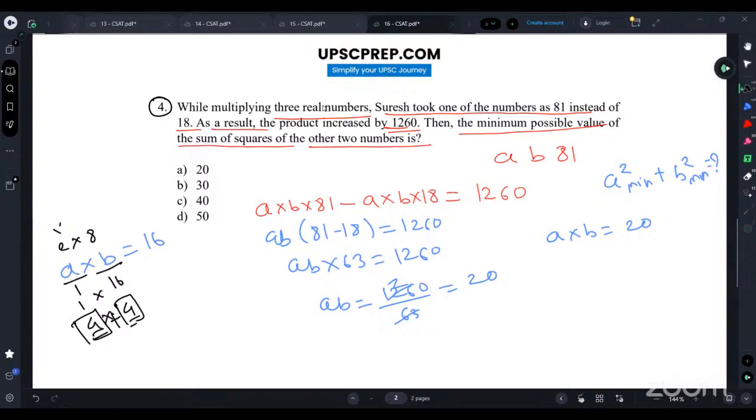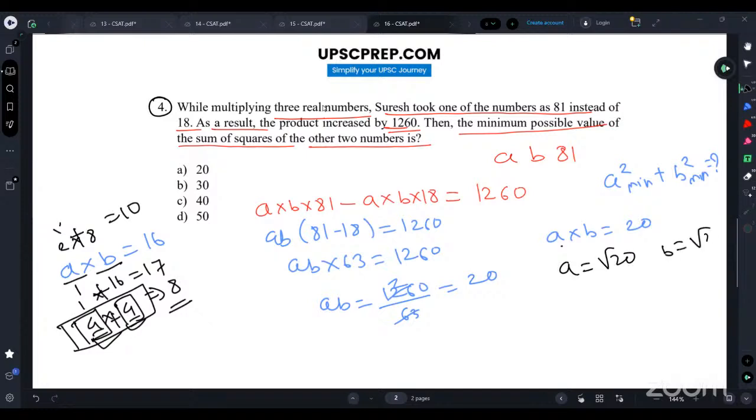right? So if you take the summation, 4 plus 4 will be 8. If you take other summation, 1 plus 16 will be 17. 2 plus 8 will be 10. You get the minimum summation only in the case if you have equal numbers, right? So if I want to make this A into B as equal numbers, so A will be root of 20 and B will be root of 20. So if you take a product of this, root 20 into root 20 will be 20.